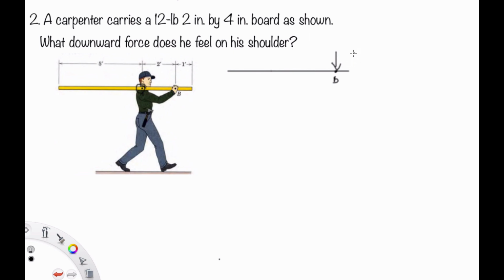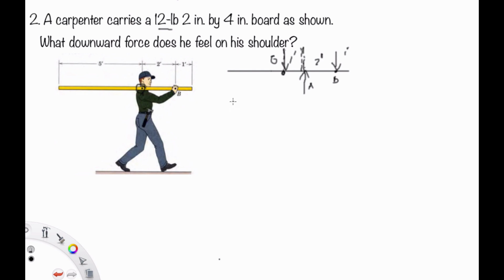It is acting downward at a distance of 1 inch, and here is A at 2 inches. The beam weighs 12 pounds, and that weight is actually located at the center of the beam. The center of this beam is located here, so it is 2 inches, and another inch. So what downward force does the carpenter feel on his shoulder?